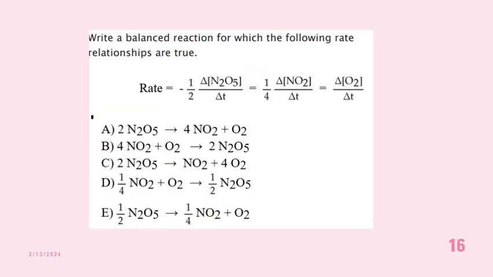And now, write the balanced reaction for which the following rate relationships are true. Okay, so here it's negative, so that is going to be the reactant. There is a coefficient 2 and this is the reactant. So these are all positive, so these are products. So I will write 2N2O5 will give you 4NO2 plus O2. So that is going to be 2N2O5, I can see here, 4NO2 and O2.